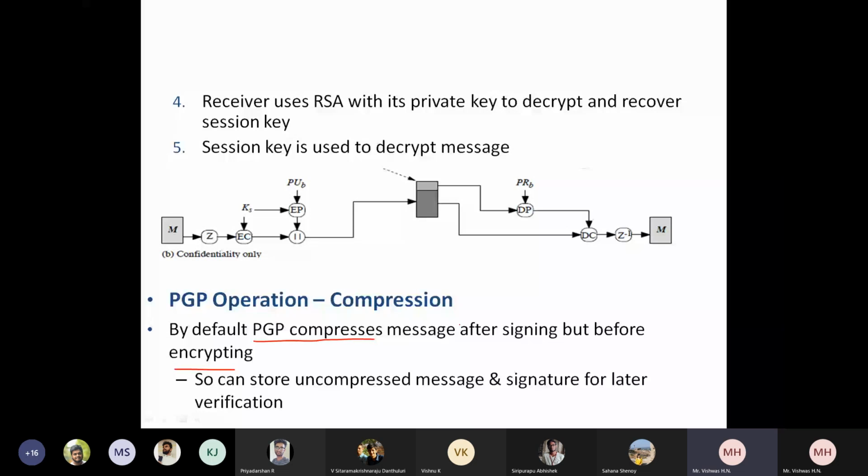So let us see why the signature is generated before compression. Can anyone tell me what might be the reason? Why is the signature done before compression?